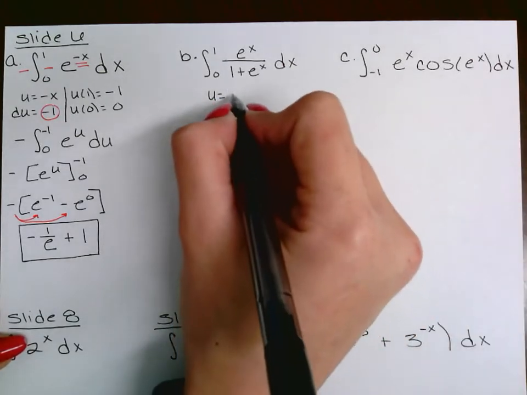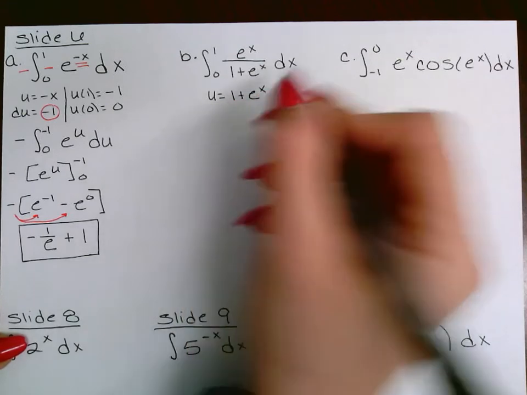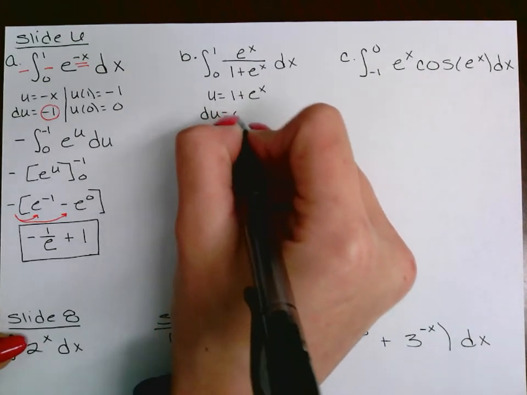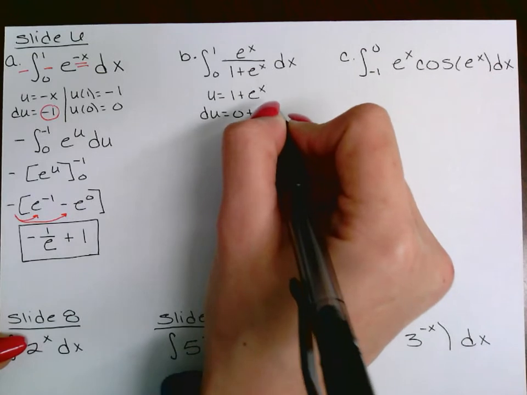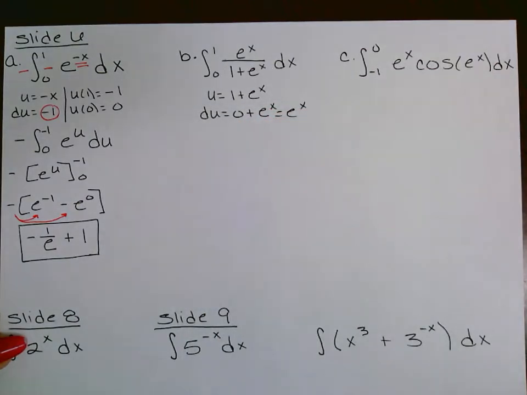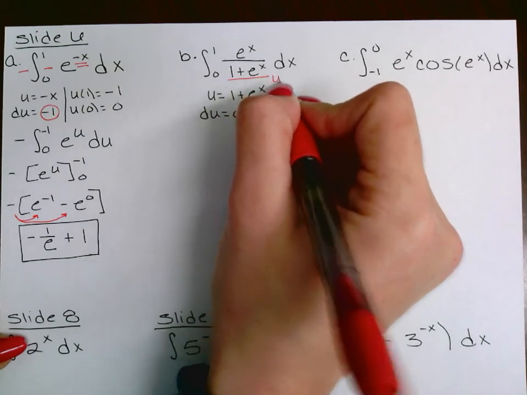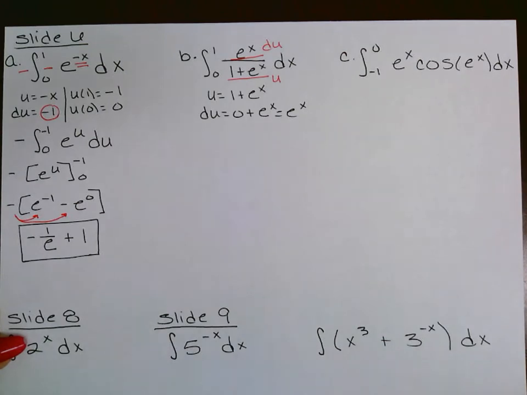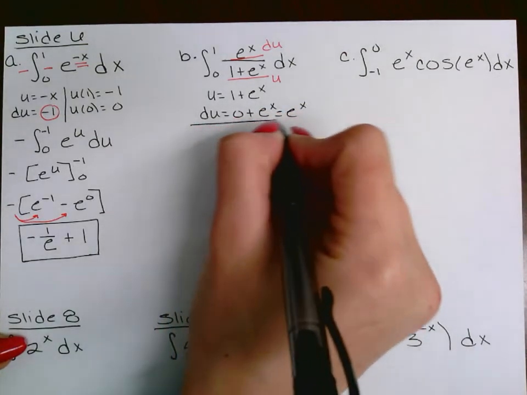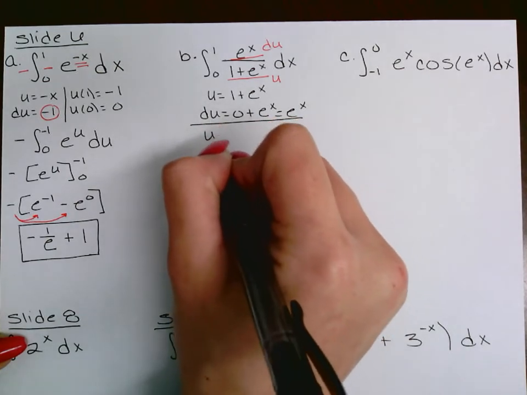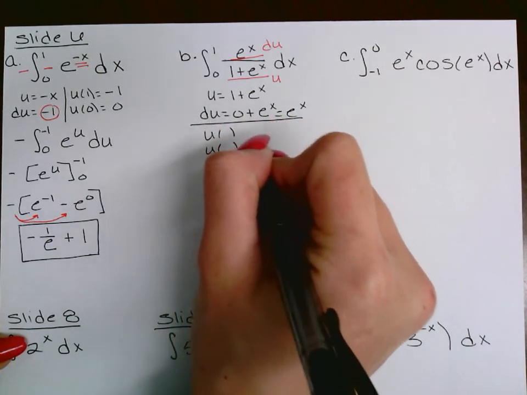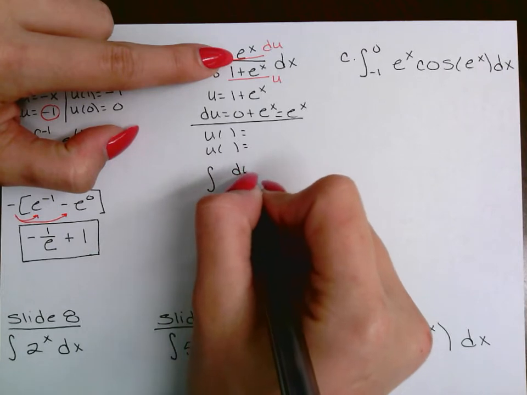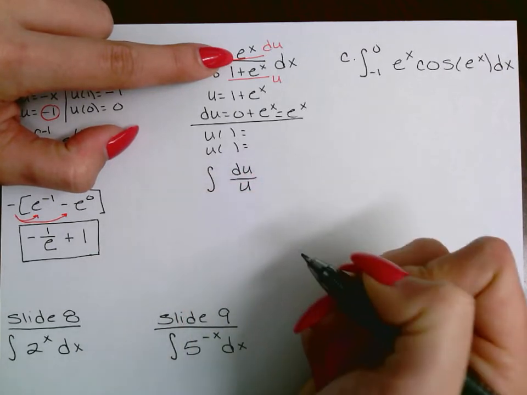Okay? So if I pick the entire denominator, the good thing about picking this denominator is what's the derivative of 1? Right, it's 0 plus derivative of e to the x is e to the x. So in my denominator, I have my u, and then in my numerator, I have my du. We see that? So I'm going to do my new a and b in a moment. But know that we're going to be writing the integral of du over u.